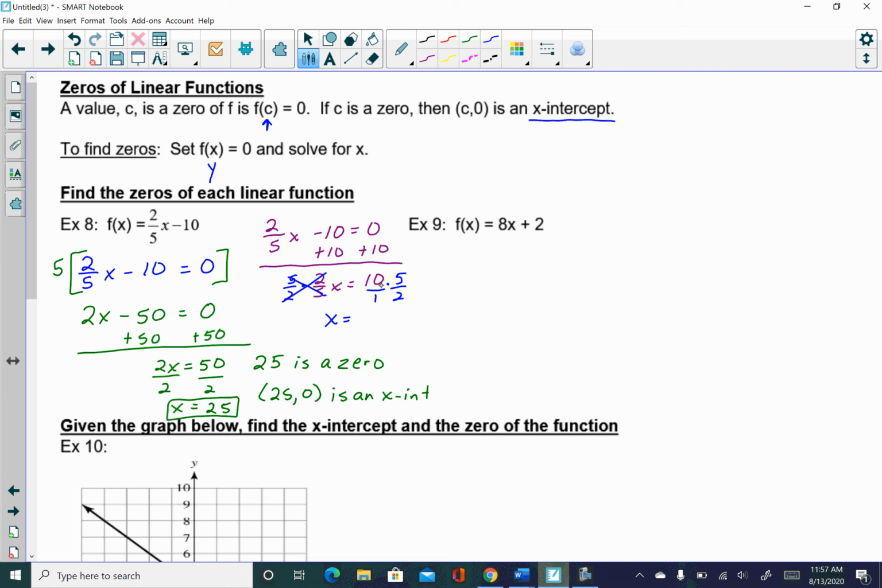And then look what happens over here. 10 times 5 is 50. 1 times 2 is 2, and 50 divided by 2 is 25. So you get the same answer either way you do it. I just wanted to address an alternative way to solve this equation. All right. Again, pause the video, try example 9, check it by the solution key.